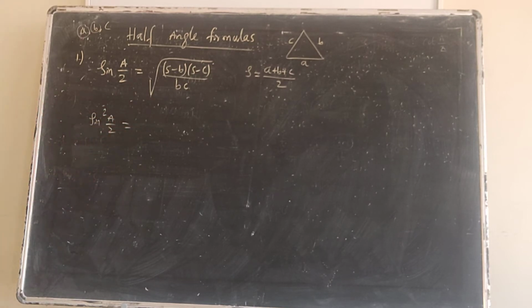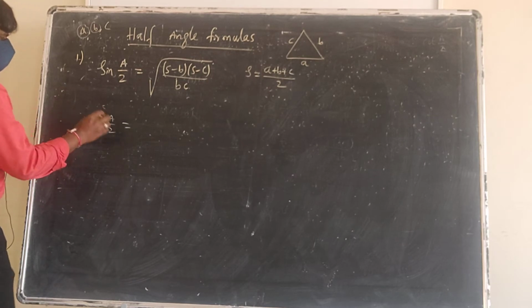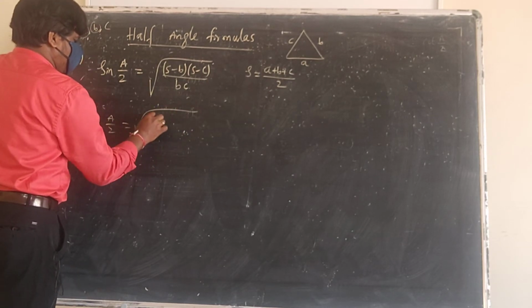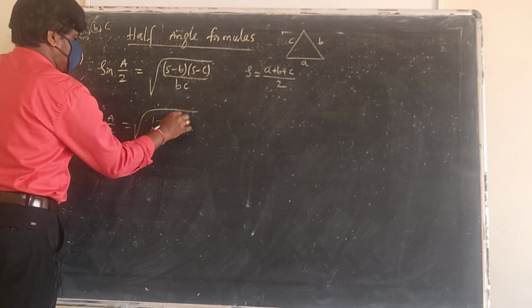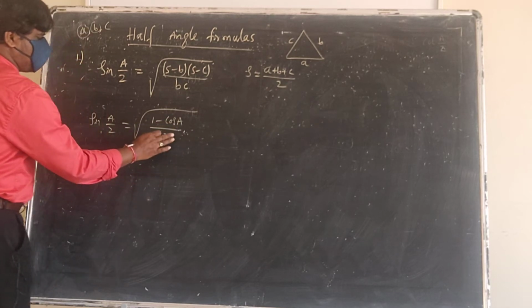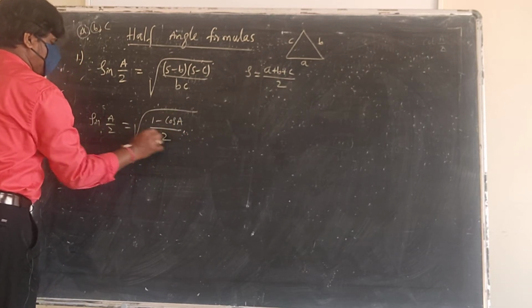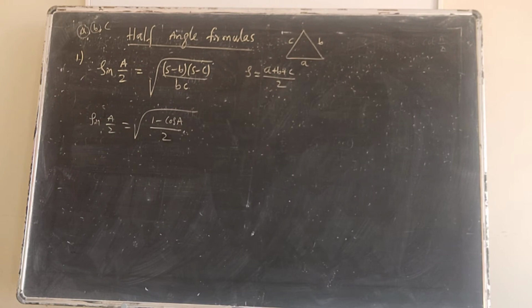What can we write for sine square A by 2? It is 1 minus cos A by 2. So sine A by 2 will become what? Under root of 1 minus cos A by 2. This is the formula: sine square A by 2 is 1 minus cos A by 2. I told you these are very important formulas, 2 sine A by 2, 2 cos A by 2.